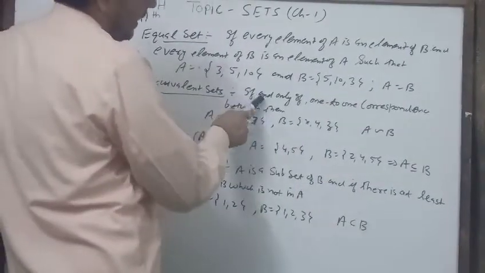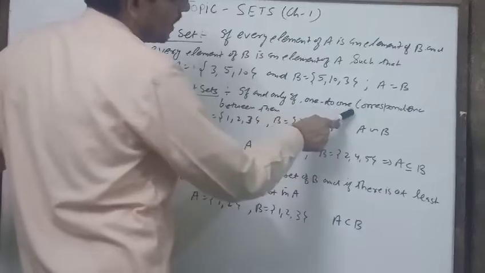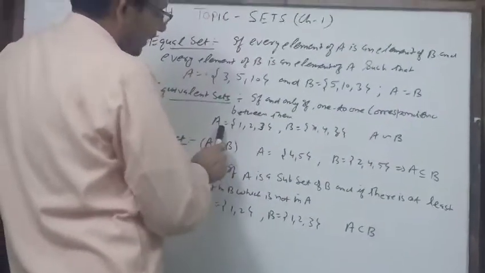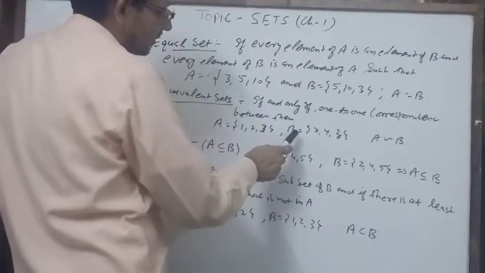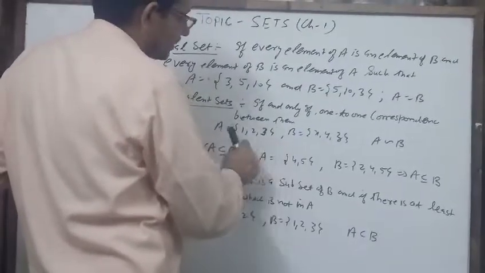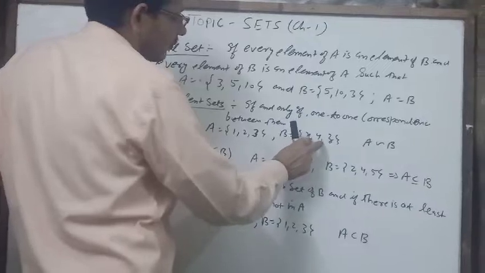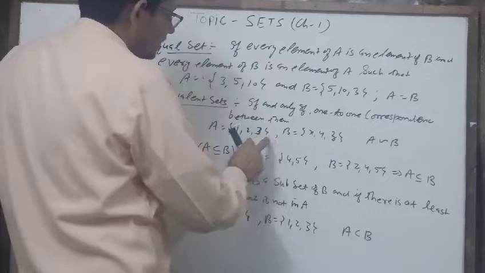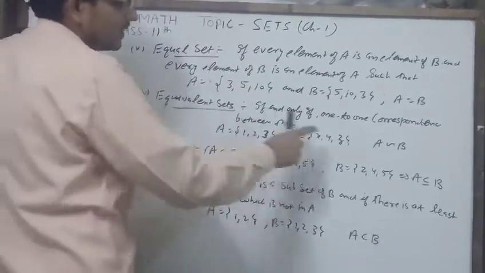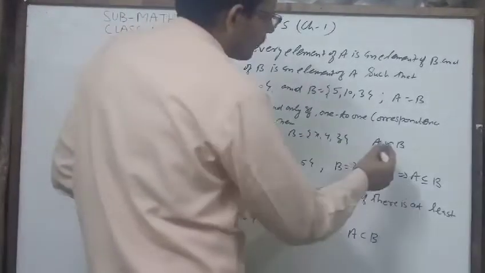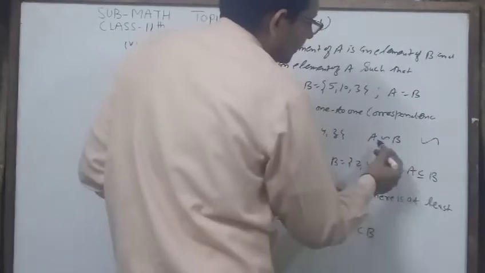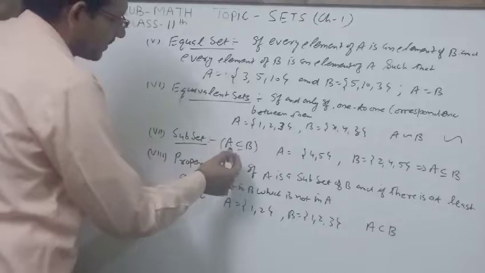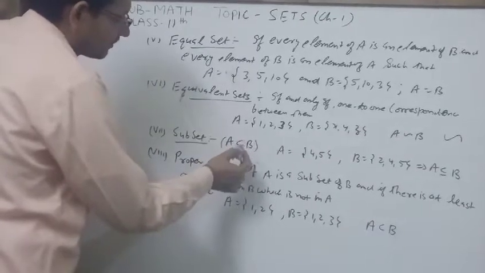Next, equivalent sets. If and only if there is a 1-to-1 correspondence between them, right? Like a set A is 1, 2, 3 and another set B is x, y, z. There are 3 elements and there are also 3 elements, but different, right? So this type of set is called an equivalent set. The notation of equivalent is this, right? A is equivalent to B.